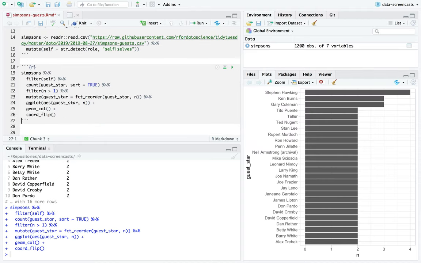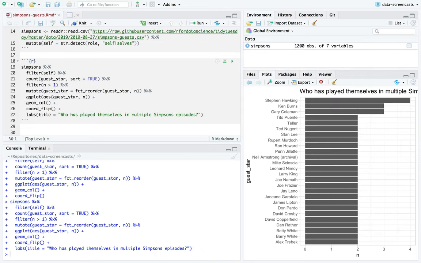All right. So I would add this as who has played themselves in multiple Simpsons episodes. Cool. So we have Stephen Hawking, Ken Burns, and Gary Coleman as the only people that have played themselves in more than 2 episodes, and then a lot of people that have played themselves in exactly 2 episodes.